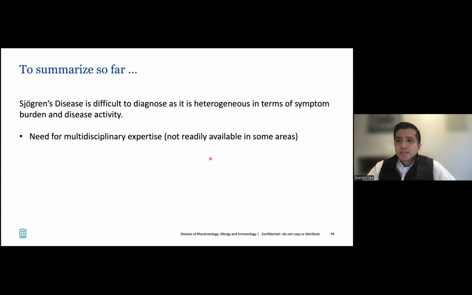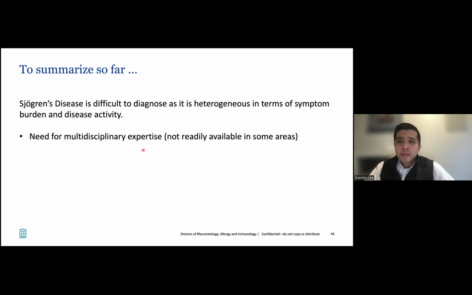So just to summarize so far, because I went through a lot of stuff, I think I made the case here that Sjögren's disease is very much beyond just dry eye and dry mouth, and very much heterogeneous. We have really gone far in our understanding that it's not just arthritis plus dryness and dry mouth, but other things as well.